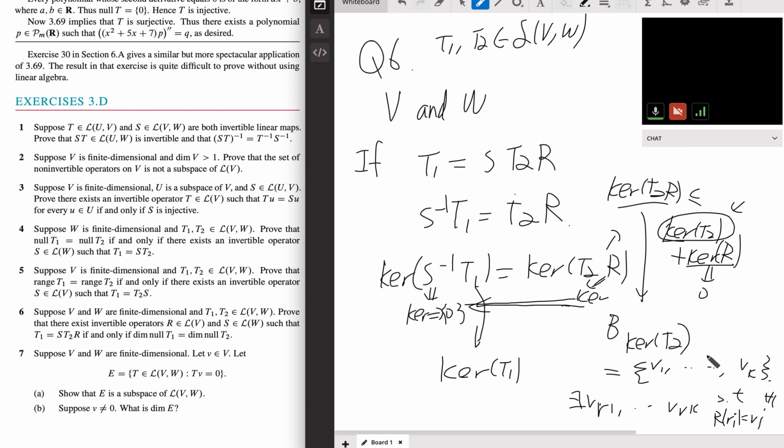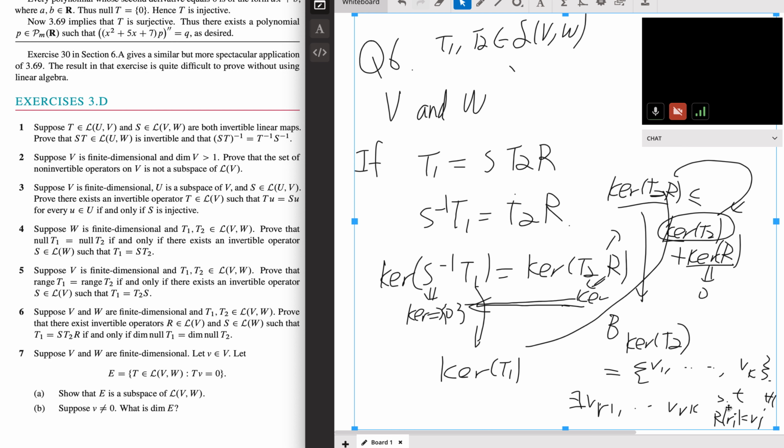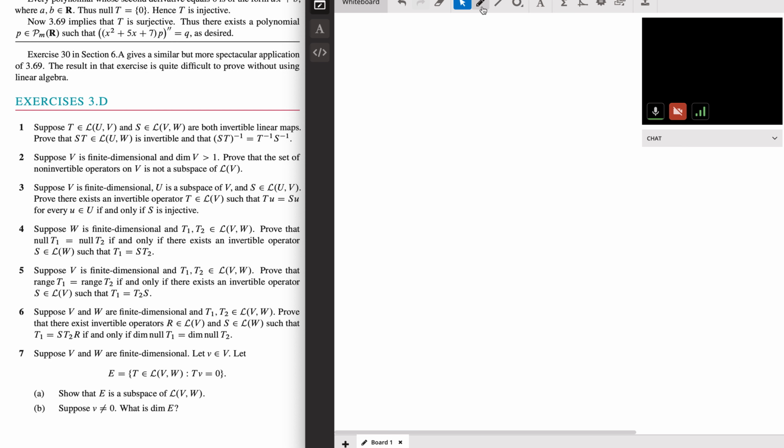And if they are linearly independent, then the dimension of the kernel of T2 is the same as the dimension of the kernel of T2 composed with R. And since the dimension of the kernel of T1 is equal to the dimension of the kernel of T2 composed with R, which is equal to the dimension of the kernel of T2, the dimension of the kernel of T1 is in fact equal to the dimension of the kernel of T2. And that concludes the first half of the proof.